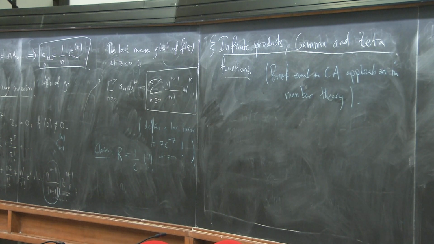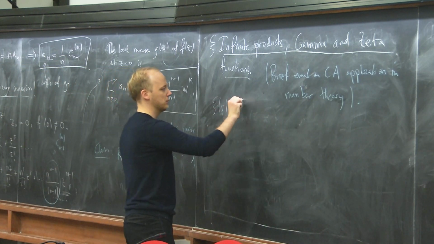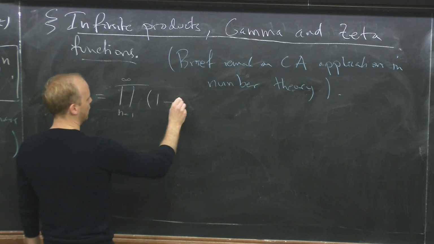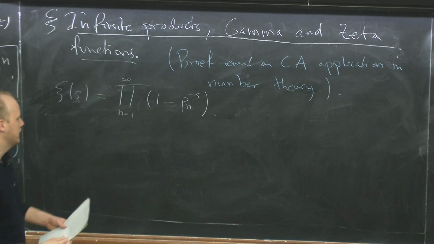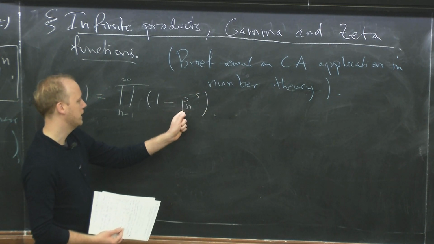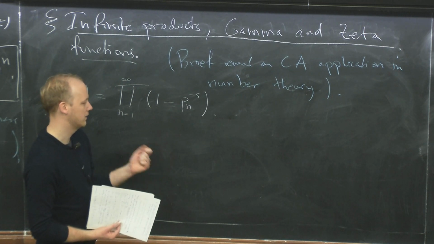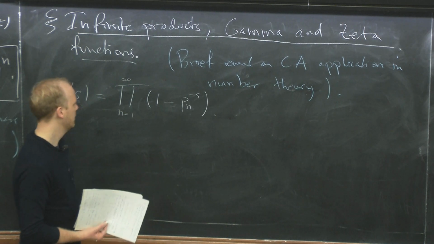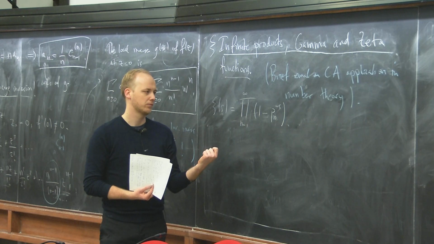The Riemann zeta function will be written in the following way. It will be equal to some infinite product of 1 minus Pn to the minus s, where P1, P2, Pn, and so on, is an infinite ascending sequence of all of the prime numbers. So this is why the zeta function has a connection to number theory.